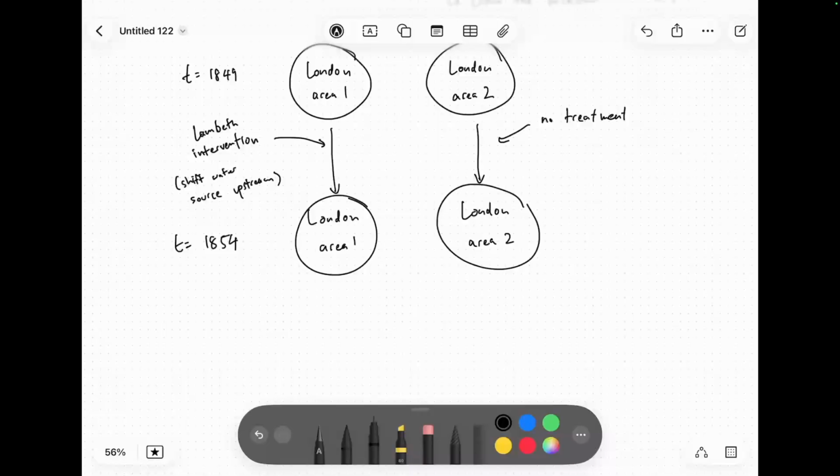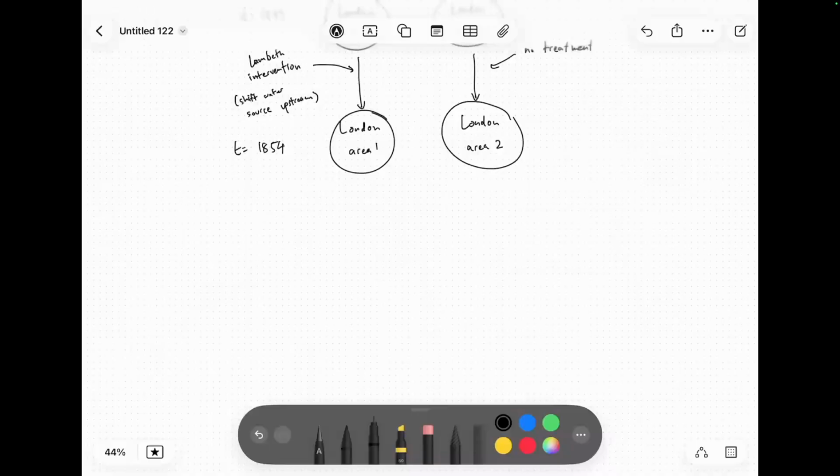And so the control group is really important to properly calibrate the actual effect of the treatment, because you have two groups or two areas, London Area 1 and London Area 2, that look pretty similar. And so you are controlling for the variation that happens before and after your treatment, in addition to the treatment itself.